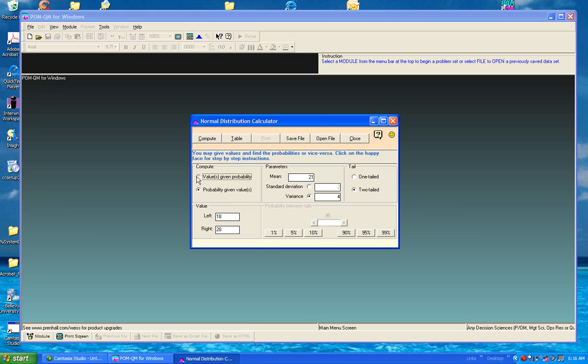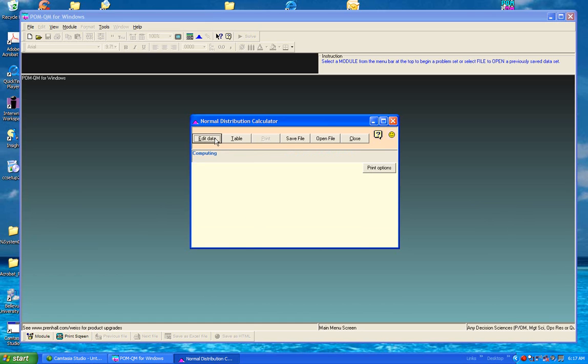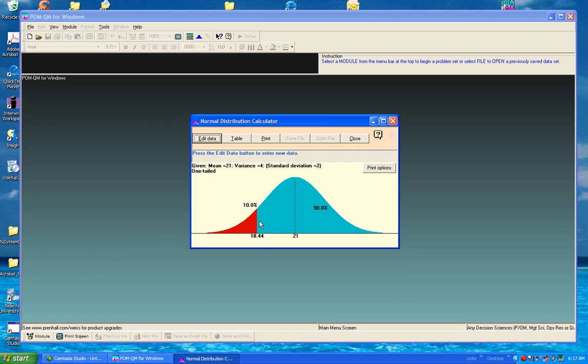You can edit the data, and now given a probability value, calculate the tails. If you want one-tailed, assuming that the mean and the variance are known, you can do a 90% probability area. Compute, and that tells you that the point where 10% of the area under the curve, or the probability that the project will take up to 18.5 weeks, is 10%. Probability that the project will take longer than 18.5 weeks would be approximately 90%.